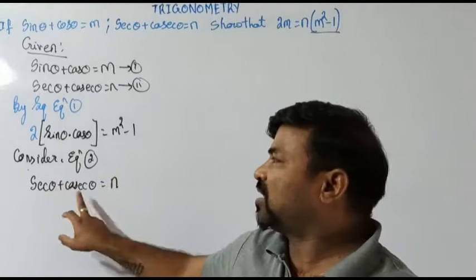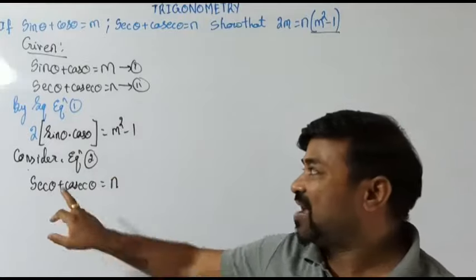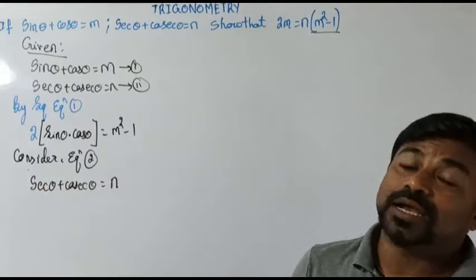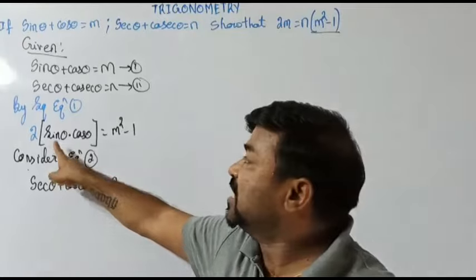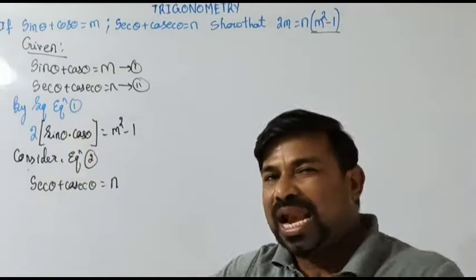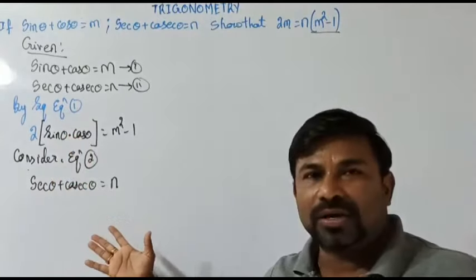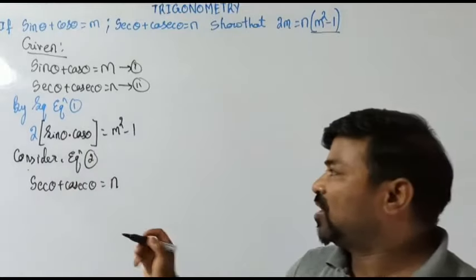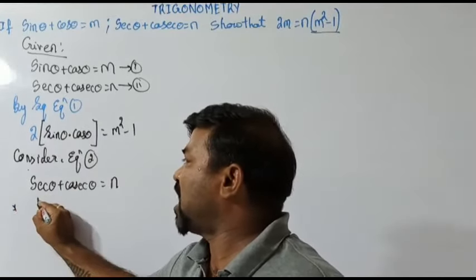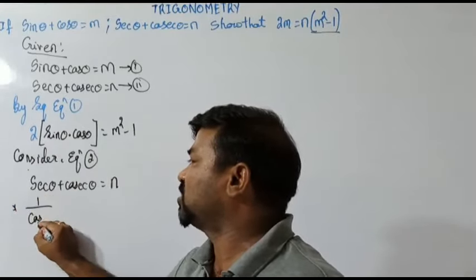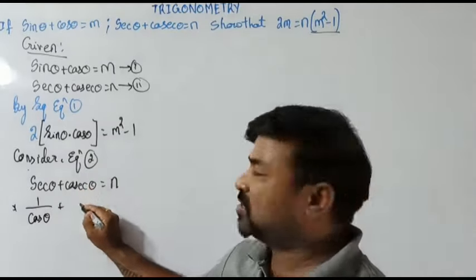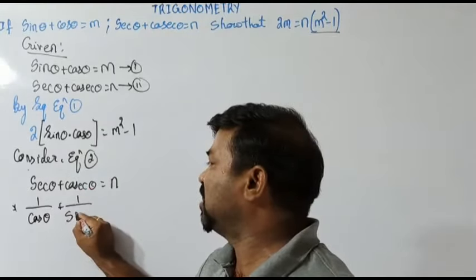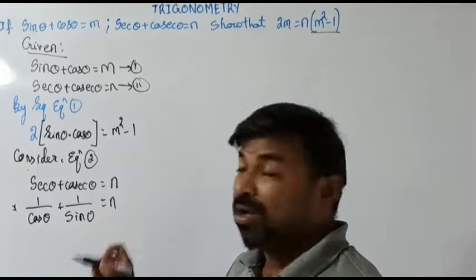But what trig ratios are we having here? We are having secant and cosecant, but what we need is in terms of sine and cos. Let's change the given trig ratios into sine and cos. Can I write secant as 1 by cos theta? And can I write cosecant as 1 by sine theta? Okay, how did you get that?